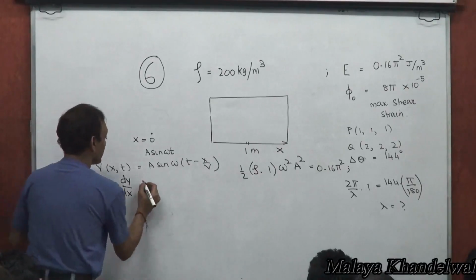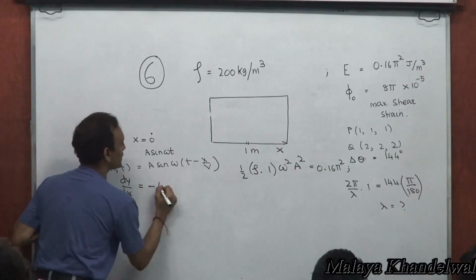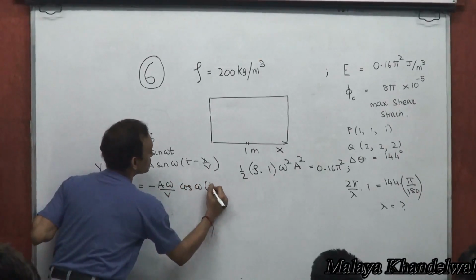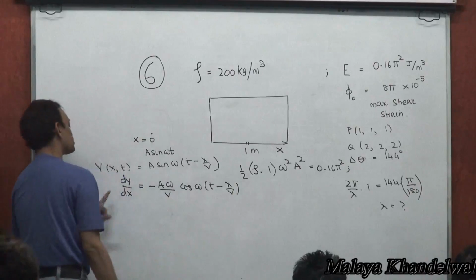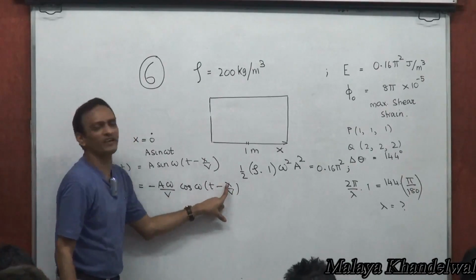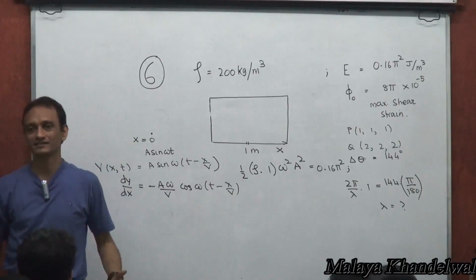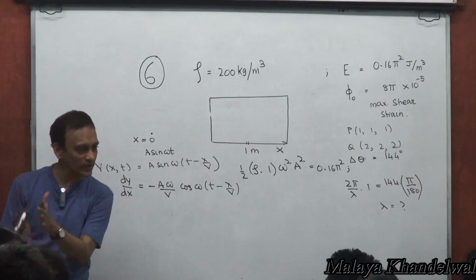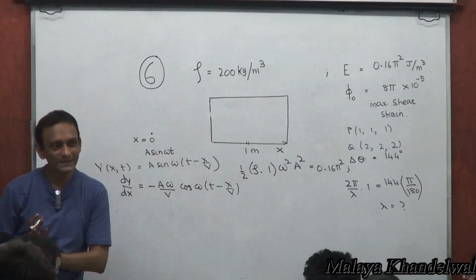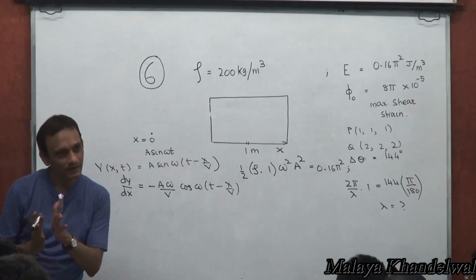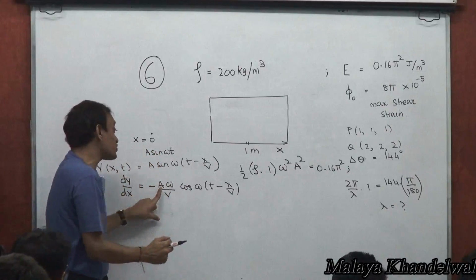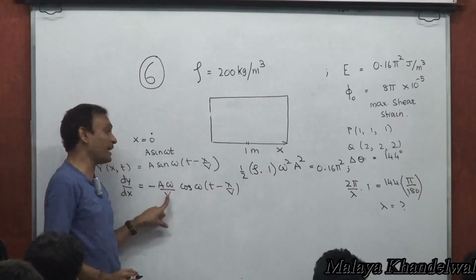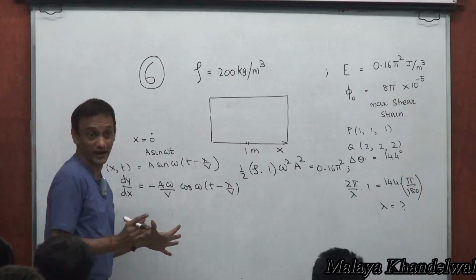strain. At any given x, that's going to be minus a omega by v cos omega t minus x by v. That will give me the shear strain at various times for various values of x. That's the shear strain, dy dx. Dou y dou x, to be more strict, right? Do you understand why this is the shear strain? Now the maximum shear strain is a omega by v. That's given in the problem. Phi naught must be a omega by v, the maximum shear strain, right?